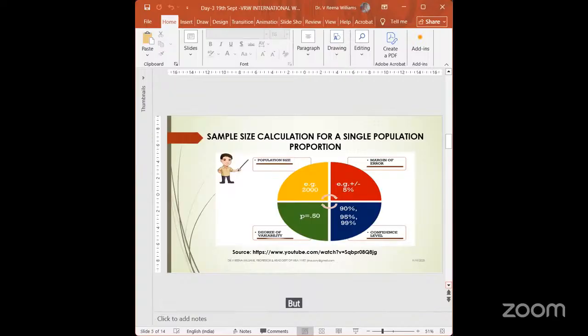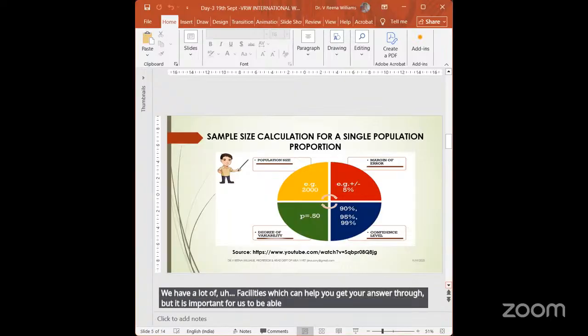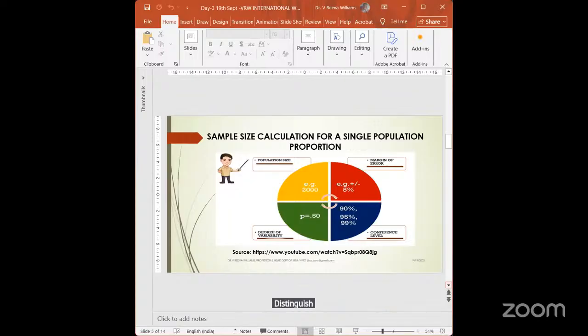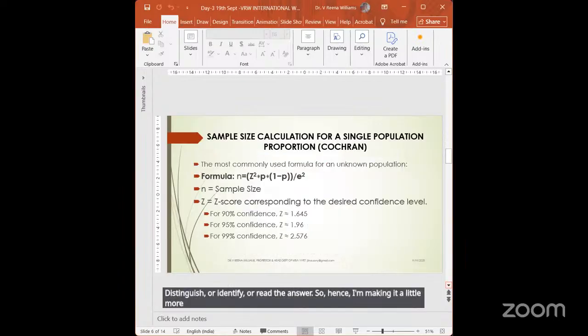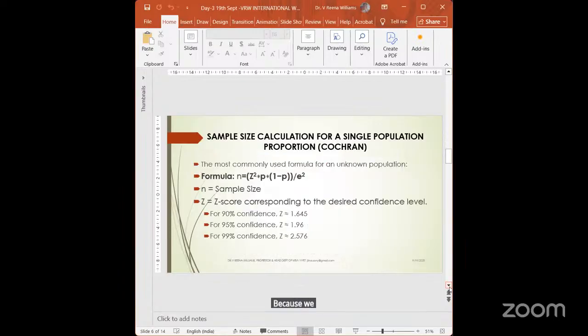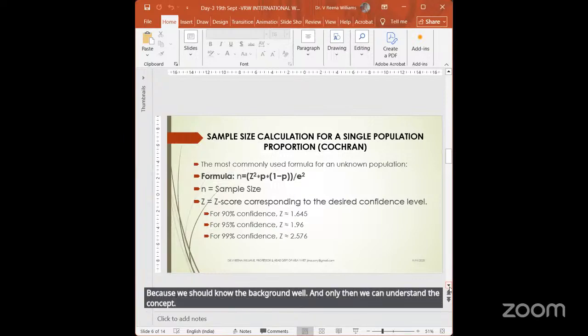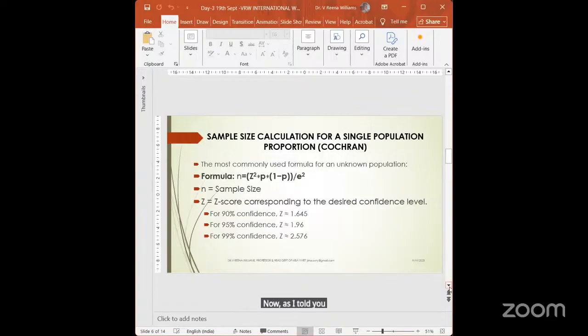But it's not that you have to do everything. We have a lot of AI tools, a lot of facilities which can help you get your answer. But it is important for us to be able to distinguish, identify or read the answer. So hence I'm making it a little more elaborate, because we should know the background well, and only then can we understand the concept. I hope you understood what we are focusing on.